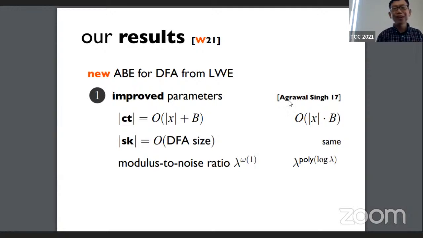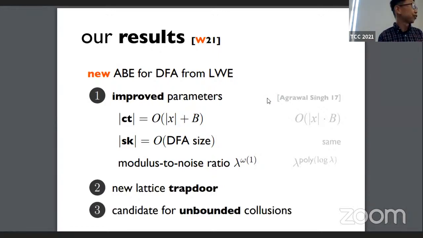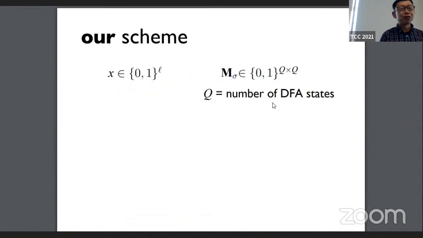What's also nice in the construction, I think, is that along the way we introduce a new lattice trapdoor. And finally, our construction also extends naturally to give, to the best of my knowledge, the first candidate for a post-quantum ABE for DFA for unbounded collusions. For this talk, I'm essentially going to focus only on the first two bullets. So let me give you a quick sense of what our scheme looks like.